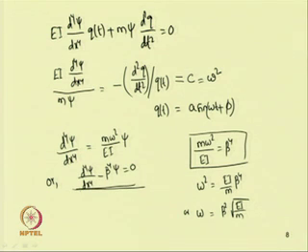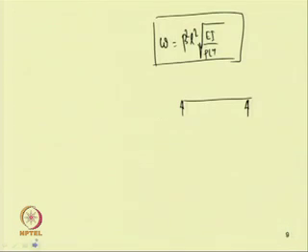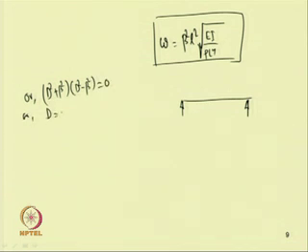So, in this case the general solution will be, for d⁴ψ/dx⁴ minus β⁴ψ equal to 0, the auxiliary equation becomes D⁴ minus β⁴ equal to 0, or (D² plus β²)(D² minus β²) equal to 0, or D will be equal to plus minus iβ, and it will be plus minus β.